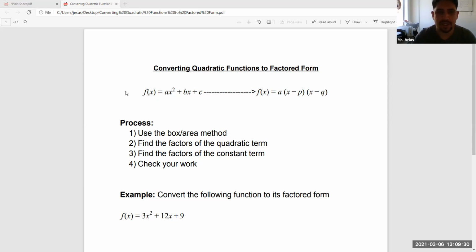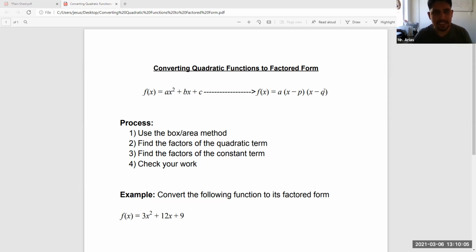And just so you know, here's the quick visual representation of the process that we're going to apply in today's class. So imagine that you have a function in standard form that has the following equation. F of x is equal to ax to the power of 2 plus bx plus c. And then our objective is to turn it into a function that looks like this. F of x is equal to a times x minus p times x minus q, where the values of p and q are just going to be any numbers, decimals, or fractions that we could potentially come across during this process.